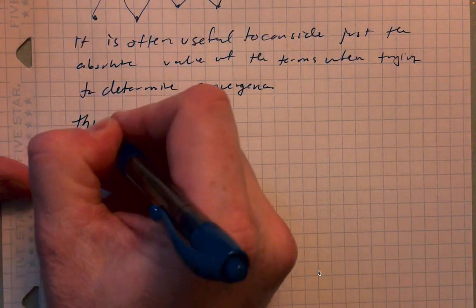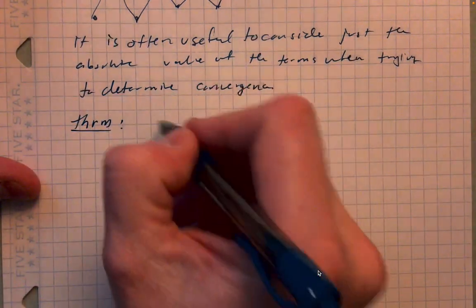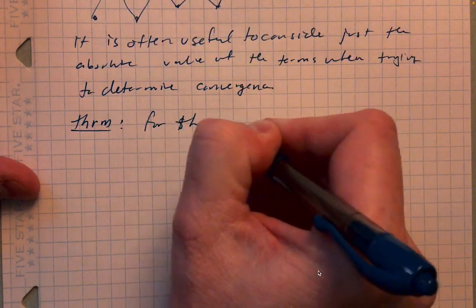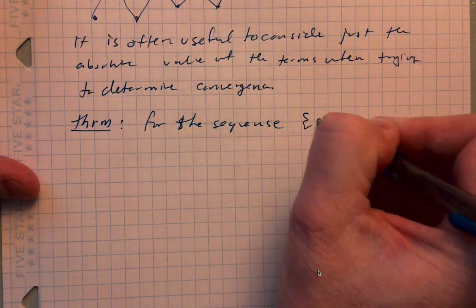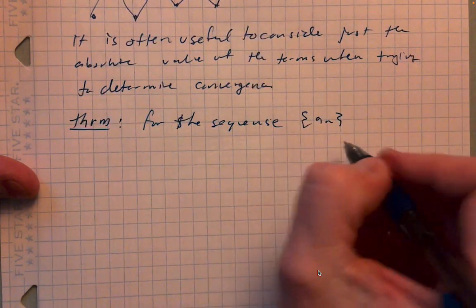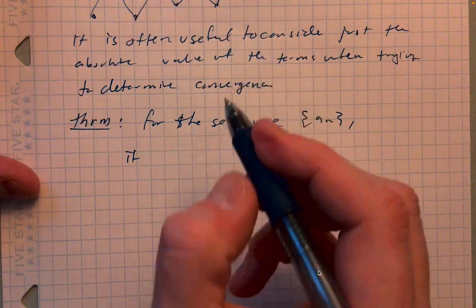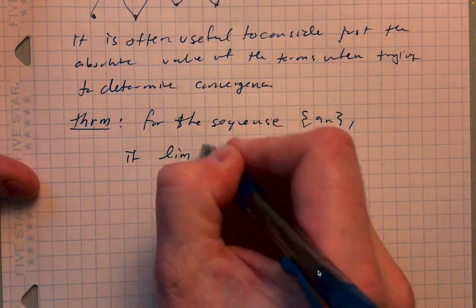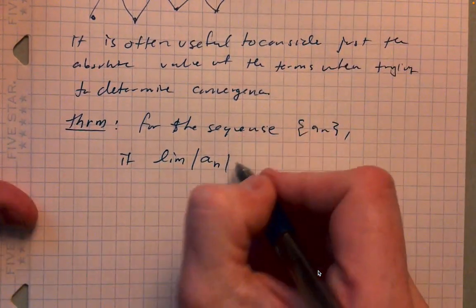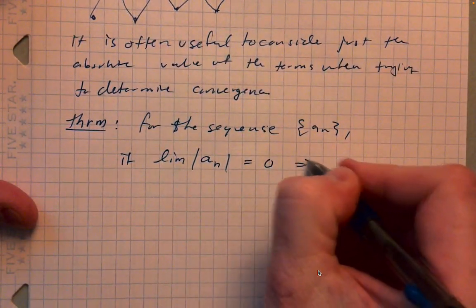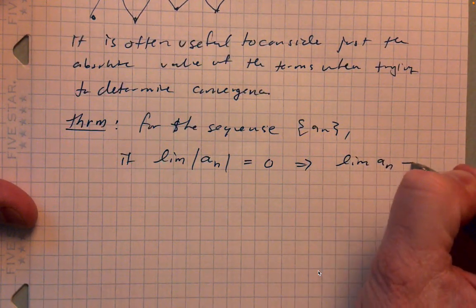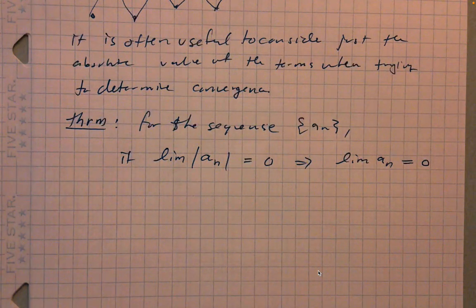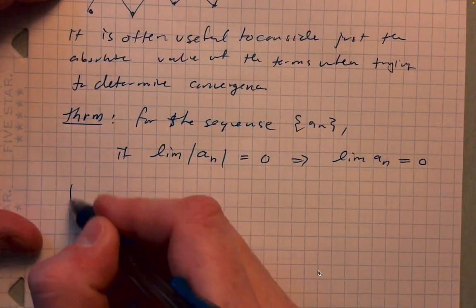Fortunately, there's a nice little theorem that tells us this is a good idea. Theorem: for the sequence a of n, if the limit of the absolute value of the sequence equals 0, then the limit of the sequence itself equals 0 as well. In some ways this is kind of obvious.